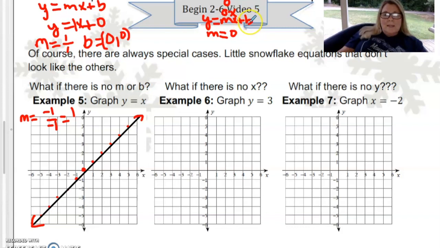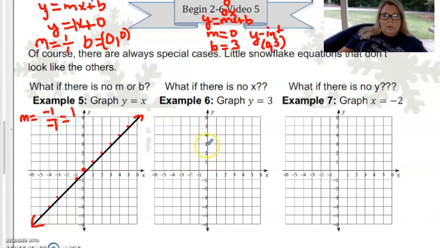Now, what's by itself? What doesn't have anything with it? The b value. The b is by itself, and it's 3. So the y-intercept is what I meant to write. The y-intercept is (0, 3).